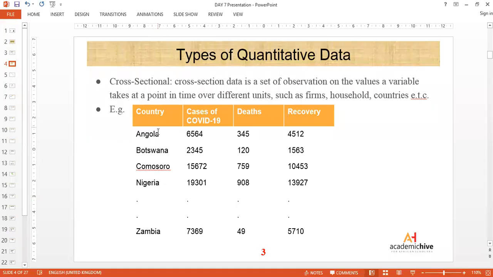So for Angola, the observation for the cases of COVID is 6564. The observation for death is 345. That's it. So this is cross-sectional data. It was just taken at a particular point in time over different units.